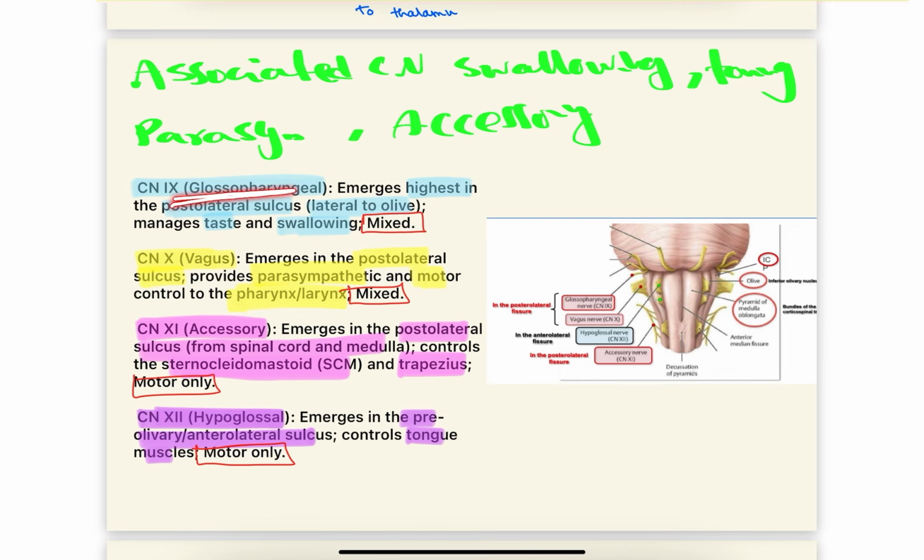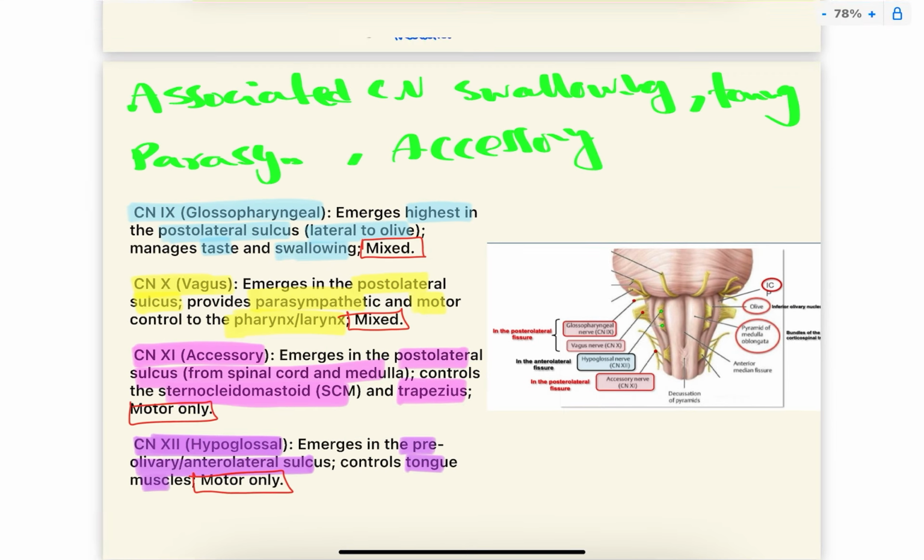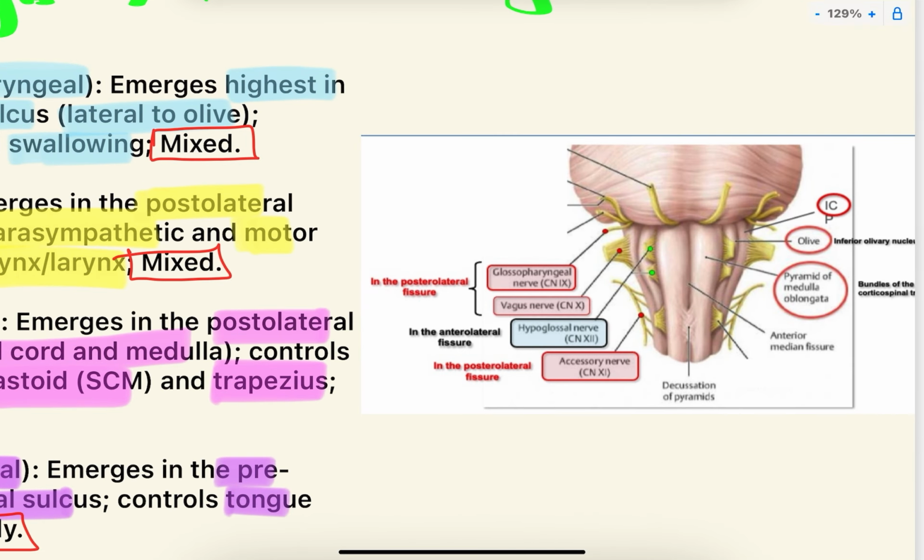Now, where did we see the glossopharyngeal? We saw it highest in the posterolateral sulcus. The glossopharyngeal is the highest one in the posterolateral fissure or sulcus, not anterolateral, posterolateral. So it's the highest one, and it's lateral to the olive. So if this is the olive, it will be lateral to the olive.